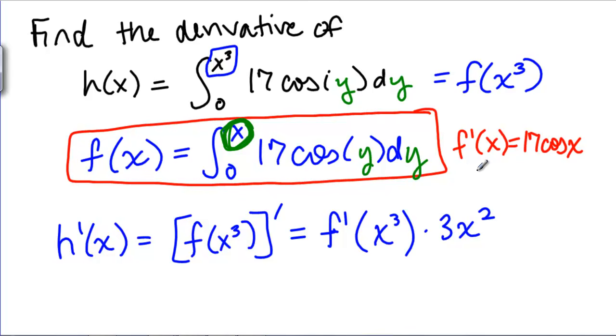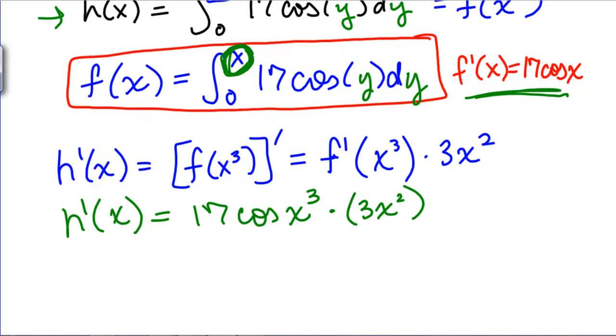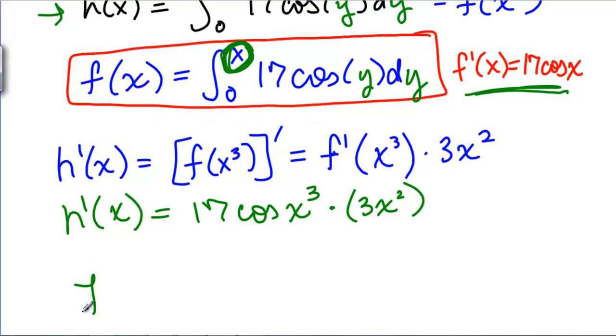Not quite. We found f prime of x, but now we need to put that together. What we really wanted was h prime of x. So we have h prime of x is supposed to be f prime of x cubed. So f prime of x is 17 cosine of x. So f prime of x cubed is 17 cosine of x cubed times the derivative of x cubed, which is 3x squared. So here we've done the first fundamental theorem of calculus combined with the chain rule.